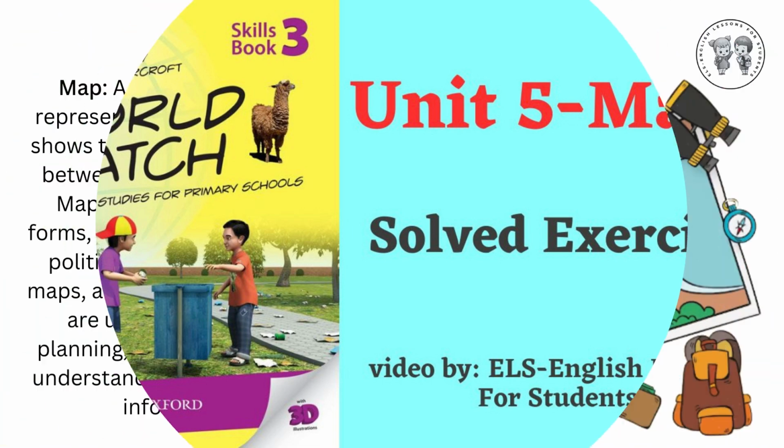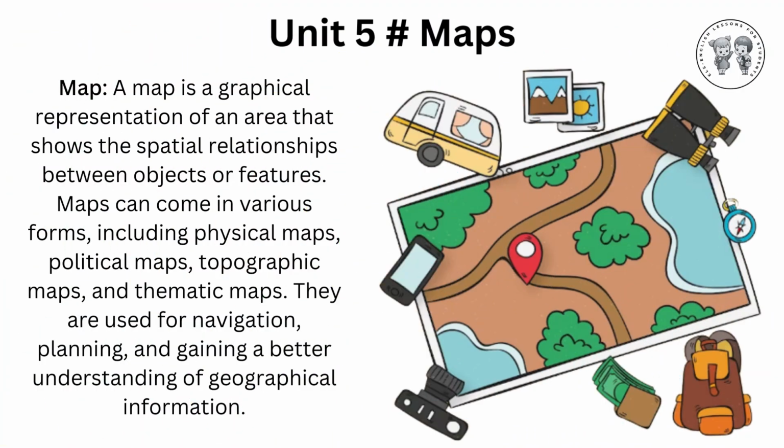Unit 5 Maps. A map is a graphical representation of an area that shows the spatial relationships between objects or features. Maps can come in various forms, including physical maps, political maps, topographic maps, and thematic maps. They are used for navigation, planning, and gaining a better understanding of geographical information.